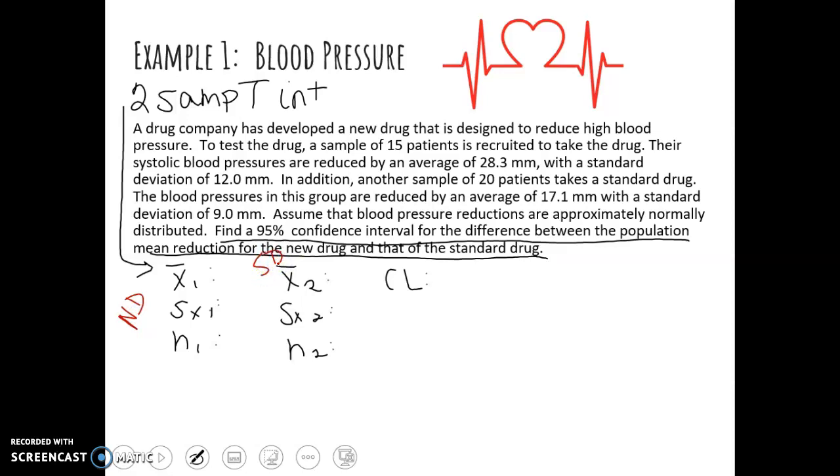So for x bar 1, we had 15 patients, so that's the n, and their average x bar 1 is 28.3 with a standard deviation of 12. And then for x bar 2 for the standard drug, that was 20 patients, so I'm going to go ahead and fill in n2 for 20 patients. Their mean was 17.1 with a standard deviation of 9.0. The confidence level is 95%.